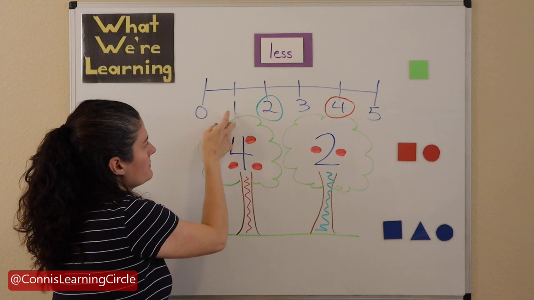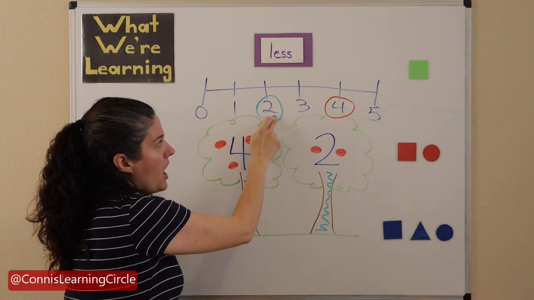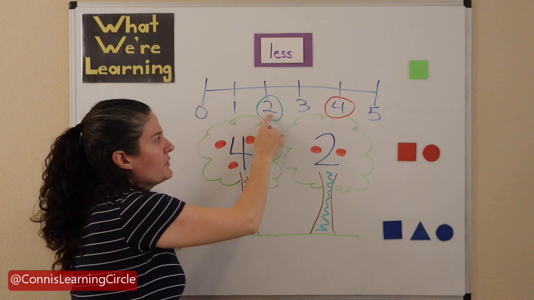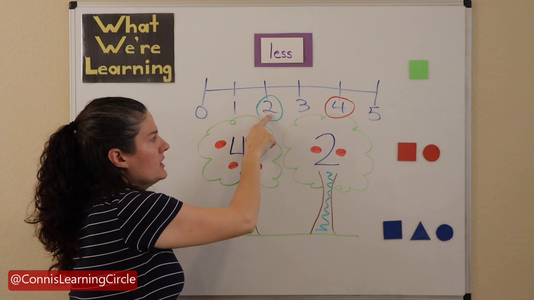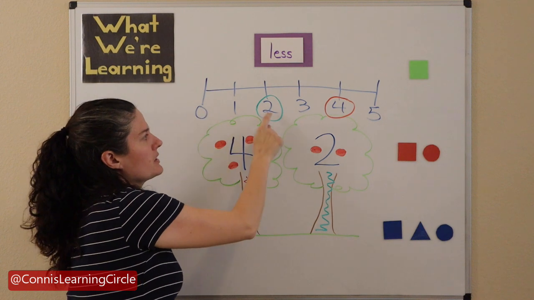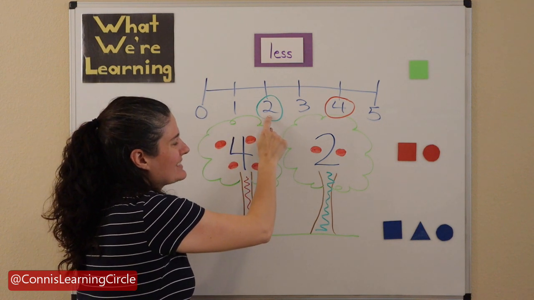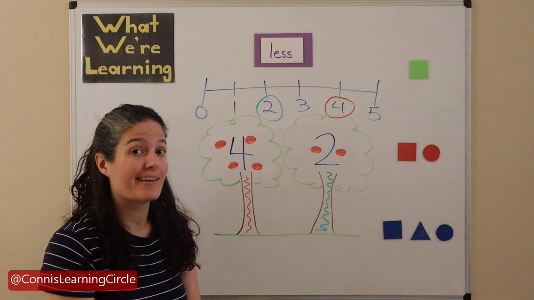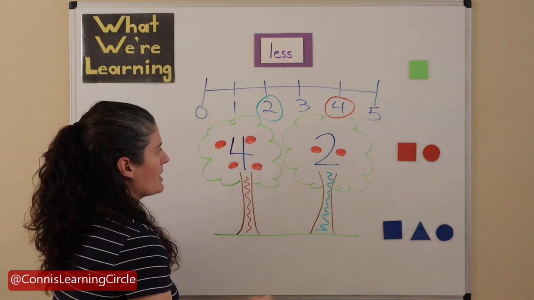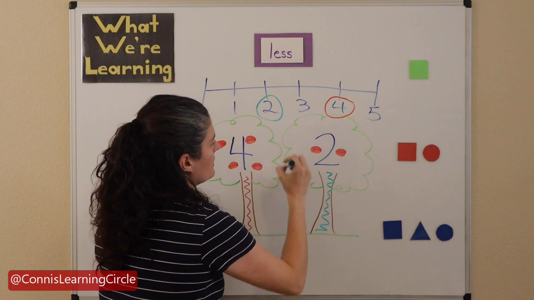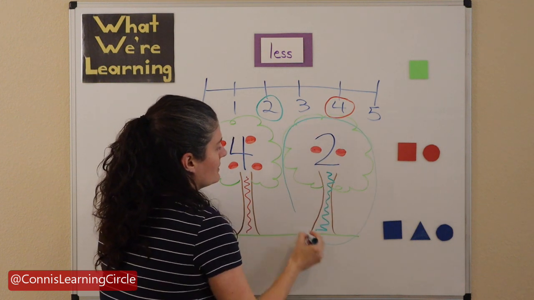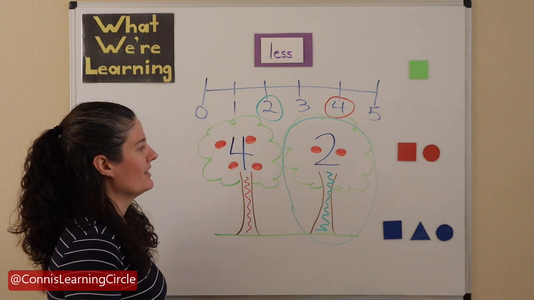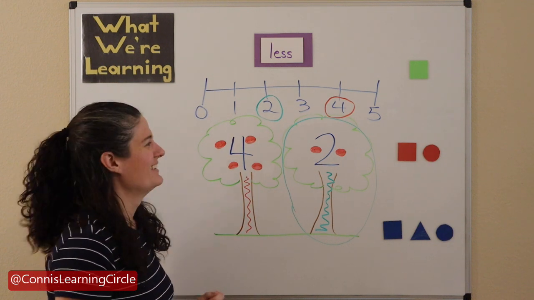Here we go. Look at that, we made it to our 2. Before we got to our 4, our 2 is closer to 0. Our 2 is less than 4 because our 2 is a smaller number than 4. So our green tree has less apples than our red tree.